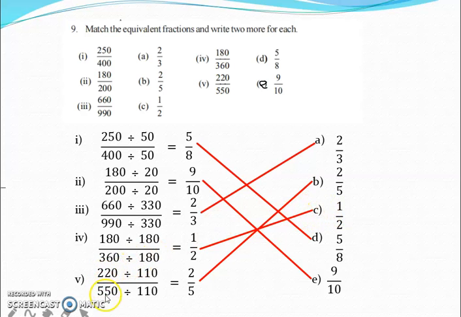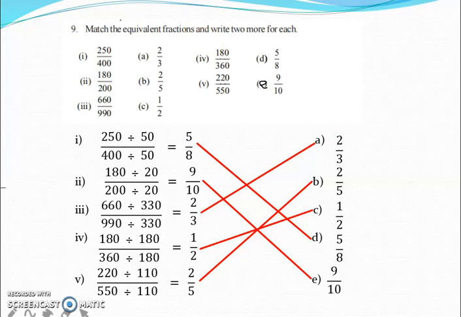Next, 220 upon 550. I divided by 110. Okay, 110. I got the answer 2 upon 5. I matched it with 2 upon 5. So students, with this exercise 7.3 gets over. Okay, thank you.